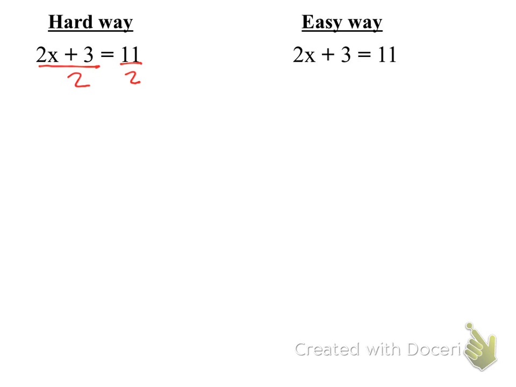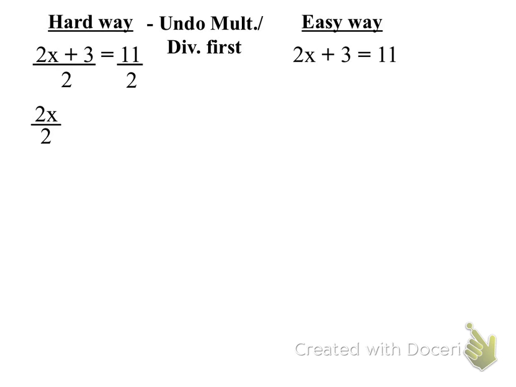And we get, here's where the mistakes happen. We get 2x divided by 2 plus 3 divided by 2 equals 11 divided by 2. Now we've got fractions. We're making it far more complicated. In algebra, we actually try and avoid the fractions. We get rid of our fractions. So now the 2 over 2 cancels, and we're left with x plus 3 over 2 equals 11 over 2.